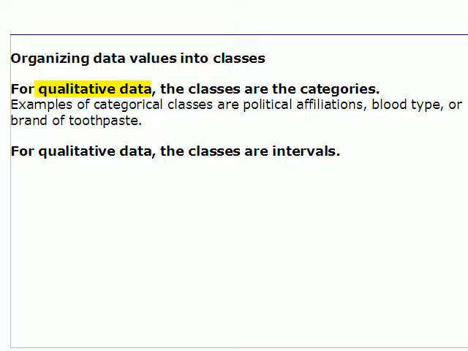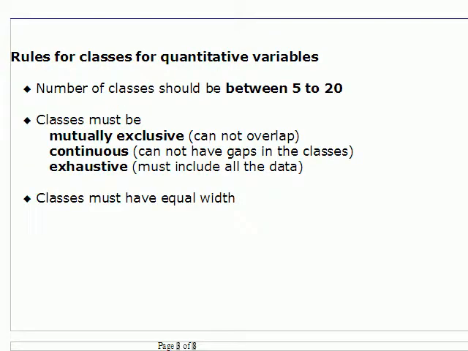Now for quantitative data, the classes are intervals, and there are some rules for picking the intervals. The first rule is that you don't want too many of them or too few of them. 5 to 20 is usually taken as good round numbers for the extremes in the number of classes. Now the classes must be mutually exclusive.